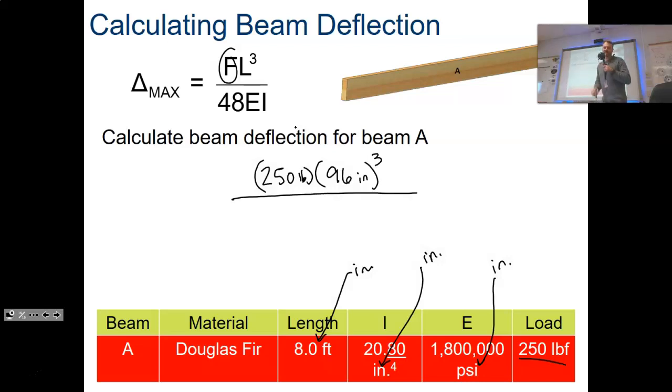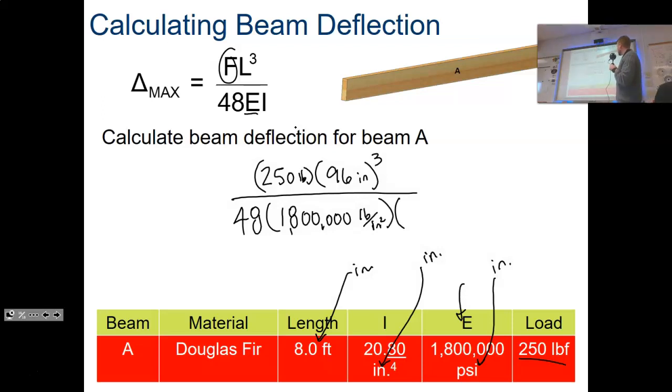Got to watch out for your units. There's a lot going on here. Just don't blindly put in your numbers. Take care to look at your units. 48 times E, and E is the modulus of elasticity. So it's 1,800,000 pounds per square inch. And then multiply by my shape. That's 20.8 inches to the 4th power.